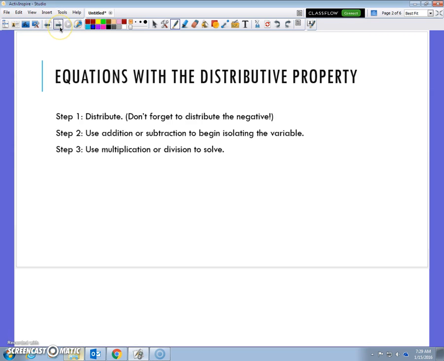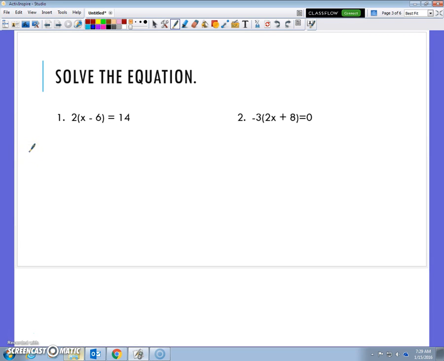So let's take a look at an example. In this case, it says solve the equation: 2 times the parentheses x minus 6 equals 14. So if you remember, the distributive property says if you see parentheses in a problem, to get rid of them, you have to multiply whatever's in front of the parentheses times everything in the parentheses. Right? We talked about this a lot when we did expressions, and we spent a lot of time on this. But now we have an equal sign. So we have to actually get the variable by itself.